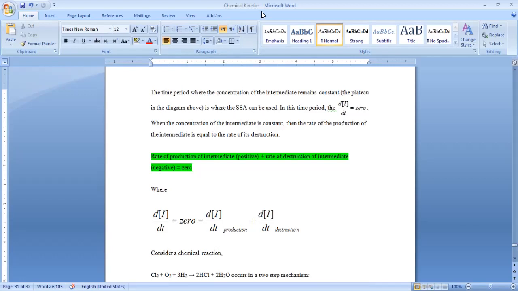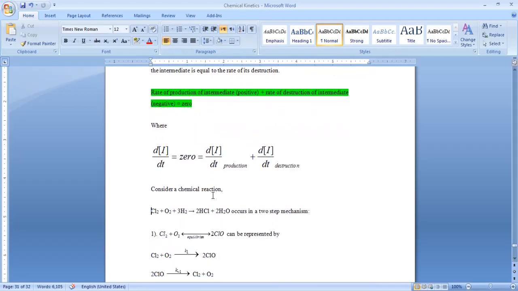Take for example the reaction between chlorine, oxygen and hydrogen to give us HCl and water. This is a very simple model where chlorine reacts with oxygen to get chlorine oxygen, 2ClO. This is an equilibrium reaction where chlorine plus oxygen gives 2ClO in the forward reaction, and the reverse reaction goes back to chlorine and oxygen. So you have K1 and K minus 1. K1 is the forward reaction, K minus 1 is the reverse reaction.